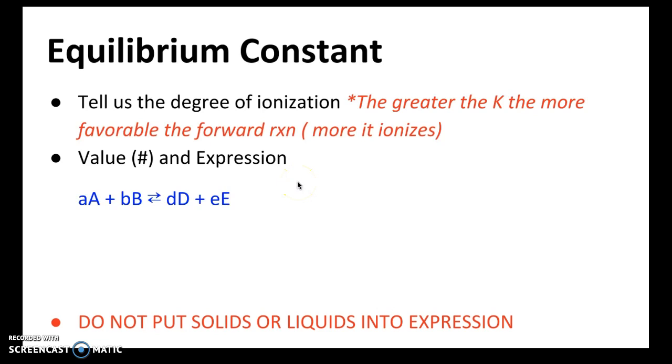So for the equilibrium expression, it's products over reactants. So we write K, and it's going to be equal to the concentrations of our products raised to the power of their coefficients. So you can see that here: the concentration of D raised to the power of its coefficient, multiplied by the concentration of E raised to the power of its coefficient, divided by the concentration of reactant A raised to the power of its coefficient, and the concentration of reactant B raised to the power of its coefficient.